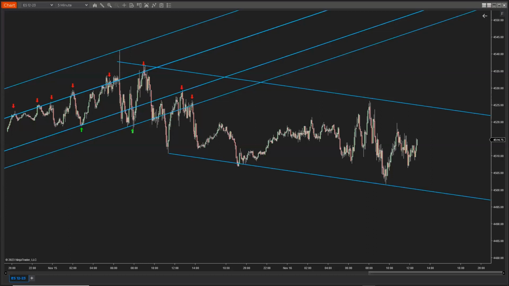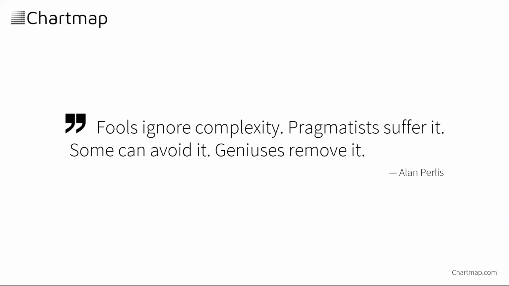So my focus with the technology that I'll be unveiling later today is to innovate on the machine part of that balance and make it significantly easier for the trader to make good trading decisions. If you know this quote by Alan Perlis, "Fools ignore complexity, pragmatists suffer it, some can avoid it, geniuses remove it." So you miss out on the power of pattern recognition by oversimplifying the problem.